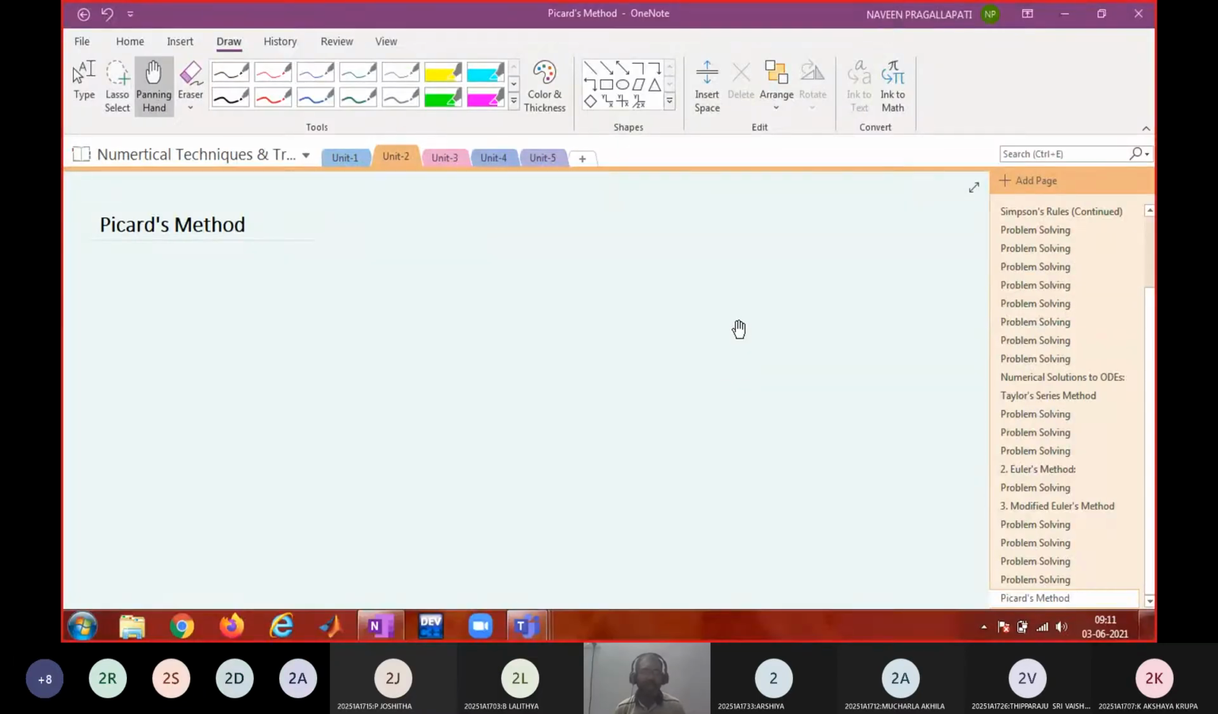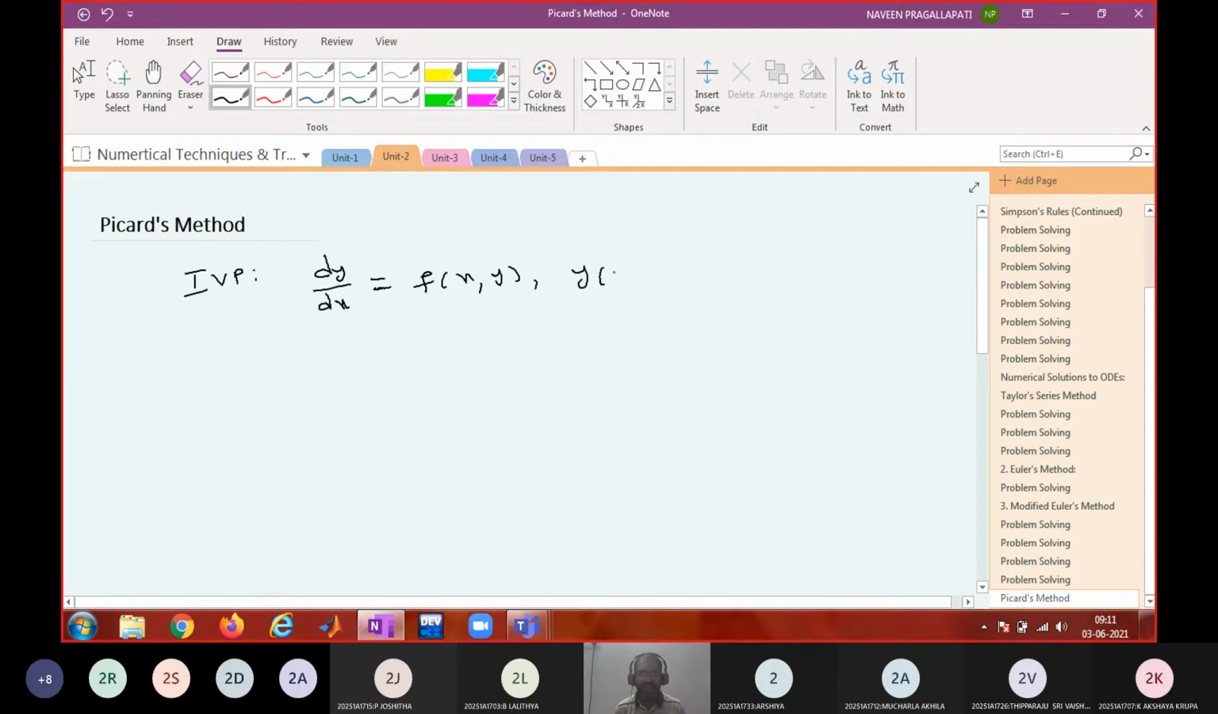So all of you put this heading, Picard's method. The problem is saying you will have an initial value problem like this: dy by dx is equal to f of x comma y, with the condition that y of x naught is equal to y naught. Then you may be asked to find out y of x1.